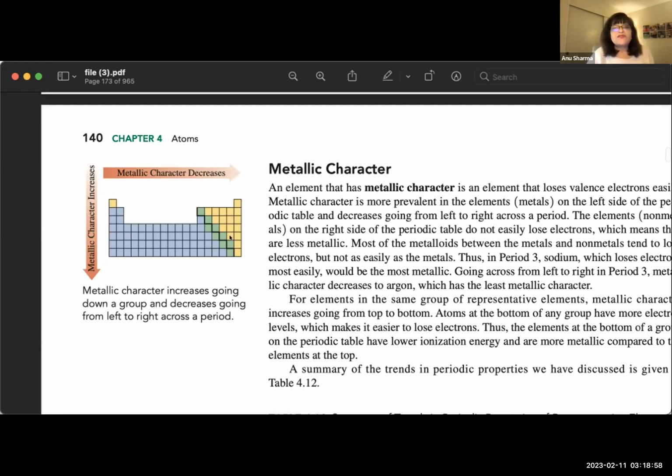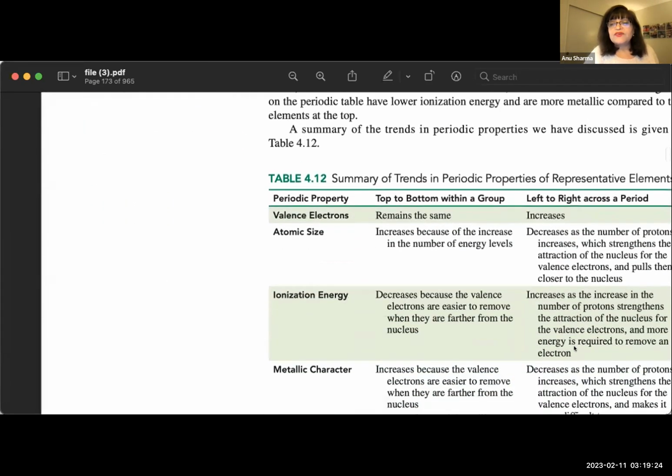It is decreasing because obviously these are all non-metals, so they are not metallic. Okay, but as you go from top down, the metallic character increases. More and more metallic abilities. So these guys at the bottom will have more metallic abilities than the top ones. Okay, so we're going to study this when we compare.